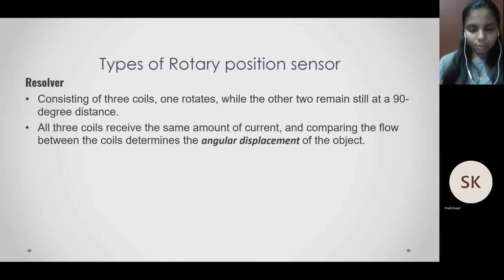Here goes our last position sensor, that is the resolver. This consists of three coils. One rotates while the other remains still at a 90-degree distance. All the three coils receive the same amount of current, and comparing the flow between the two coils determines the angular displacement of the object. The resolver is an angular sensor with an operating principle similar to the transformer. The sensor has one primary and two secondary windings.